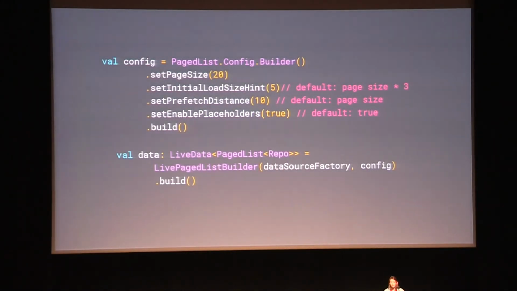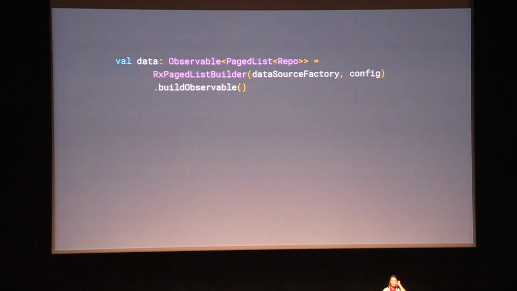If you don't want to work with live data and you prefer working with RxJava, you can use the Rx page list builder. So this is constructed similarly with the live page list builder by just putting the data source factory and the config. But you can either build an observable or a flowable based on a backpressure strategy.